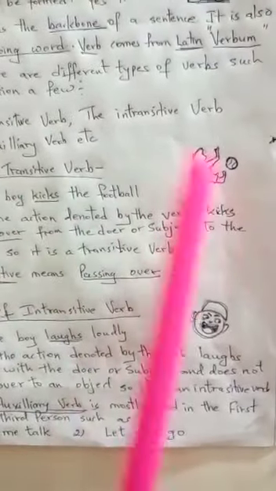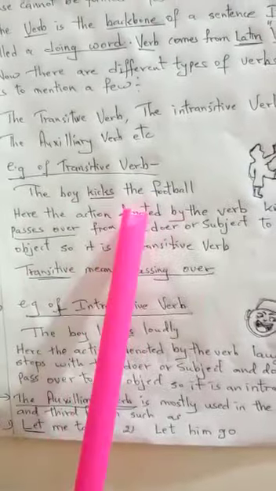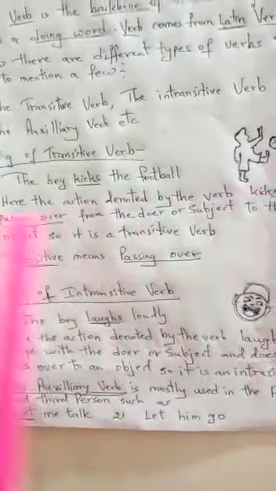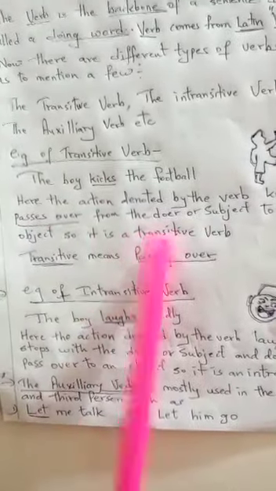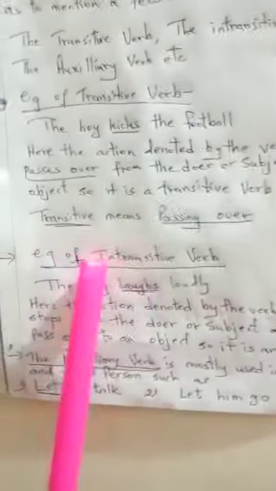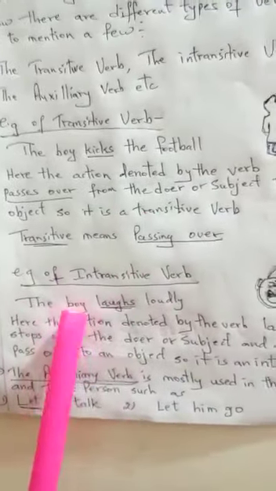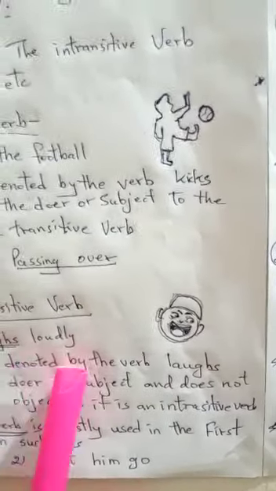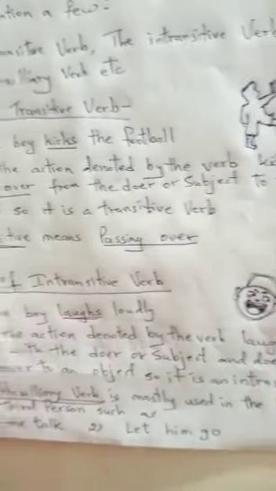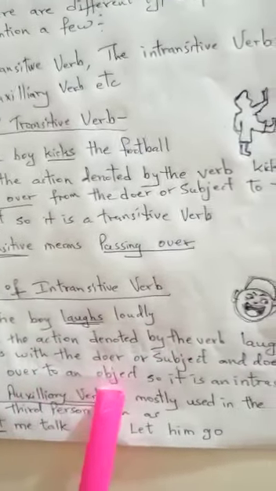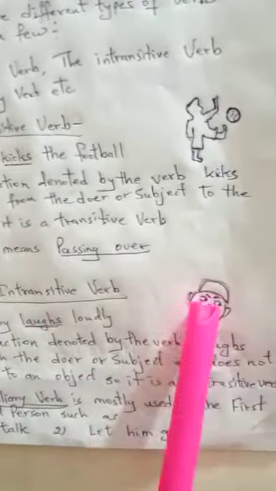Here's the picture of it. Here the action denoted by the verb kicks passes over from the doer to the object. So it is a transitive verb. Transitive means passing over. Example of intransitive verb: the boy laughs loudly. Here the action denoted by the verb laughs stops with the doer only and does not pass over to any object. So it is called an intransitive verb.